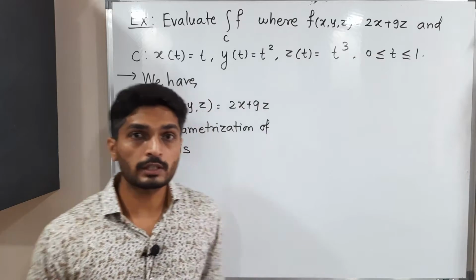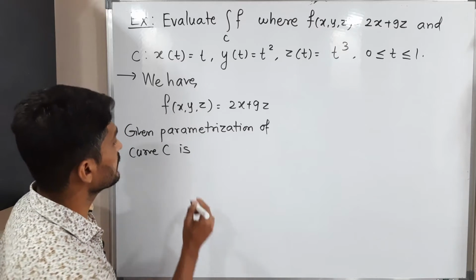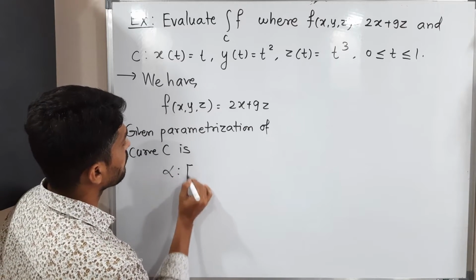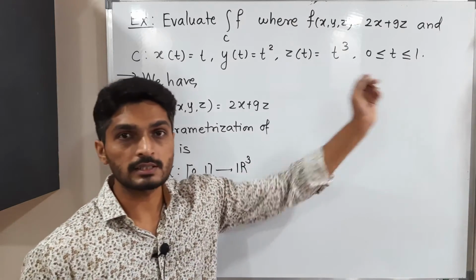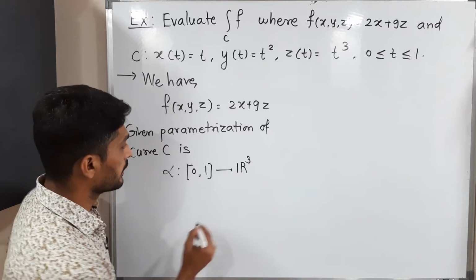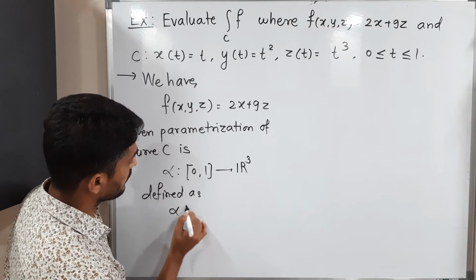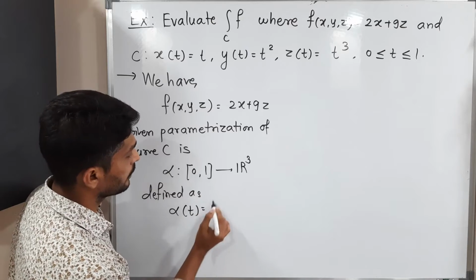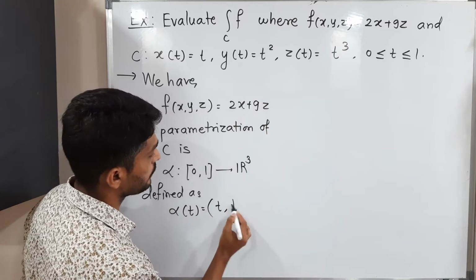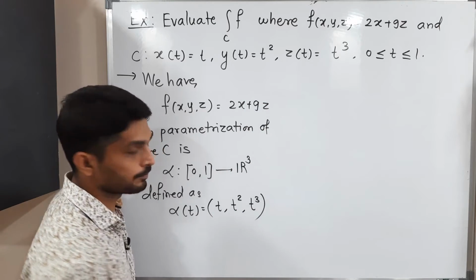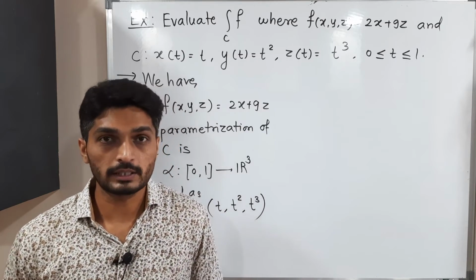In the solution, I have written the given information first: the given function f, and the parameterization of C, which I will call alpha. Alpha is defined from the closed interval 0, 1 to R3, because they have mentioned the limits of t are 0 and 1. Alpha of t is equal to: first component x is t, second component is t square, third component is t cube. So we have a parameterization. After that we will work on basic things and then go for the actual integral.